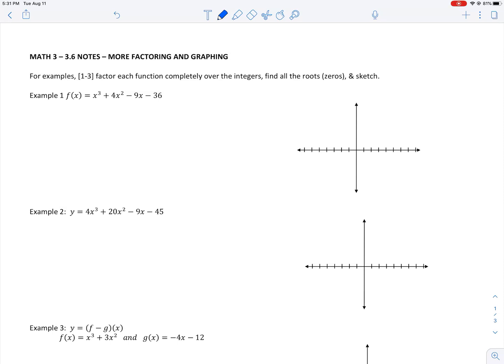Today we are working on notes 3.6, more factoring and graphing. For examples 1 through 3, we want to factor each function completely and find the roots and zeros, and then sketch. Remember, in order to sketch, you need the y-intercept, x-intercepts, and the end behavior.